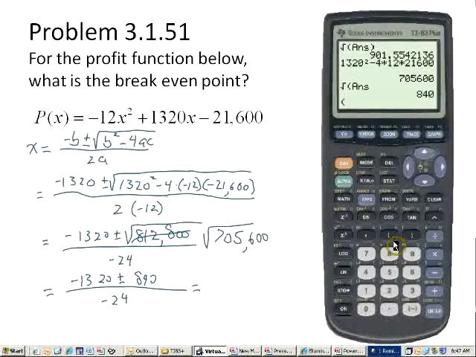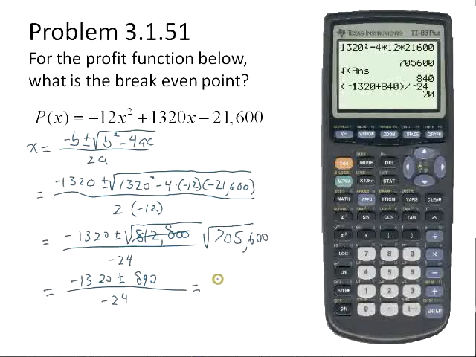Taking my calculator here again, I am going to do this in one computation. So I'm going to have negative 1320, and let's do the positive one first, plus 840, and this is all divided by a negative 24. And so one of our answers is going to be just equal to 20. So one answer here that we're going to get is going to be 20.